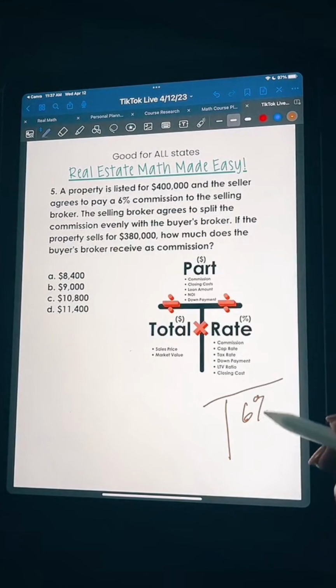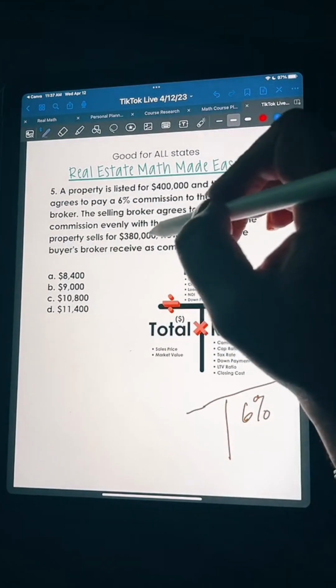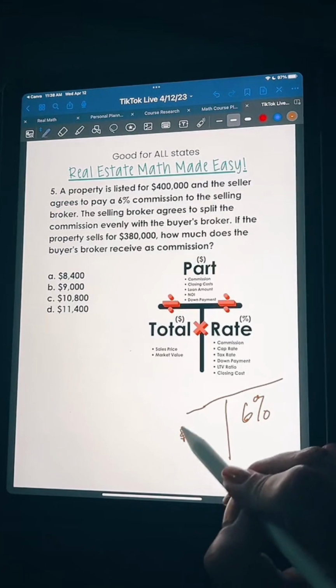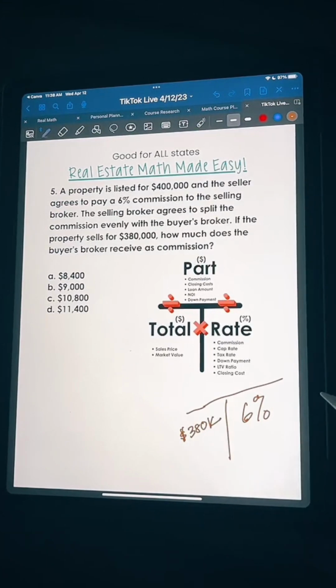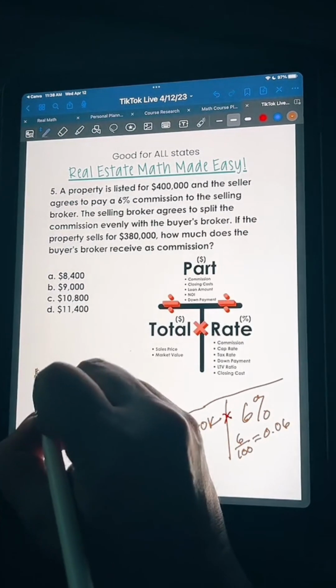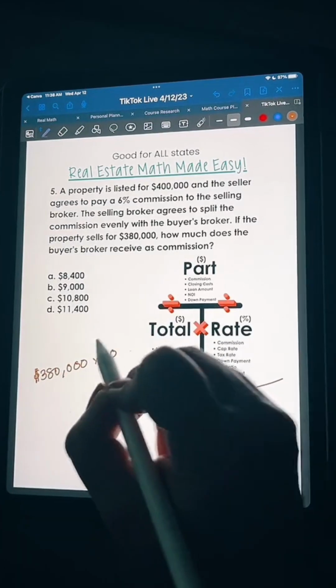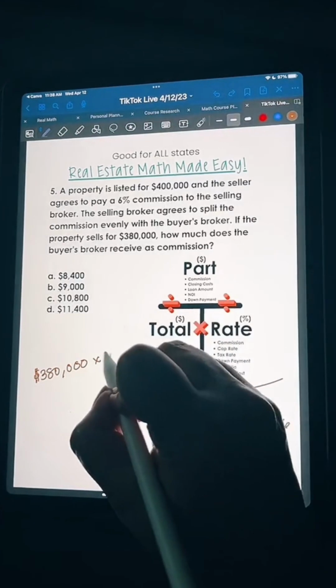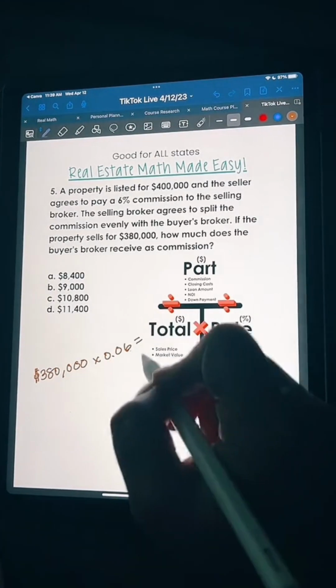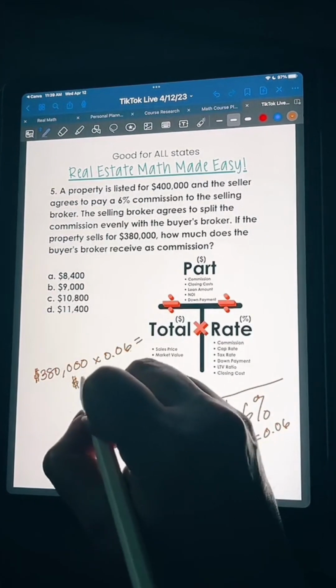So the 6% is here, my rate. And the total market value was, or selling sales price, $380,000. All right, so according to our T method, we have to multiply these two. Always change your percent to a decimal by dividing by 100. So that's going to equal 0.06. So you're going to say $380,000 times 0.06.